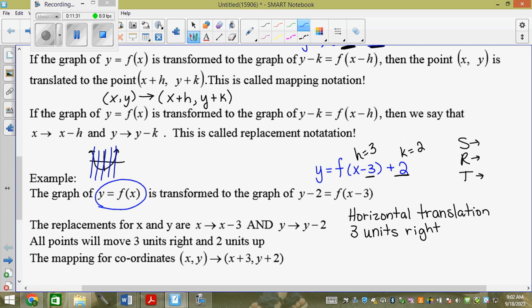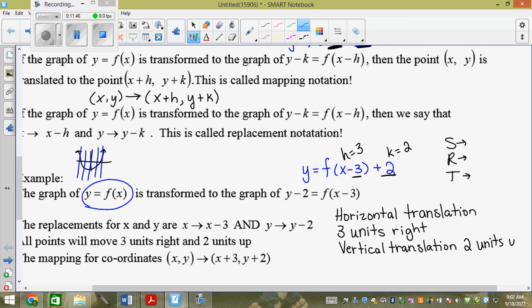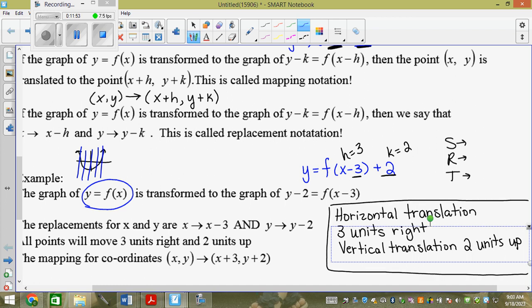Then we have a vertical translation. 2 units where? I heard someone say up. So these are my transformations in words. This and this, these are equal. These are the exact same. This is my transformations in an equation. This is my transformations in words.